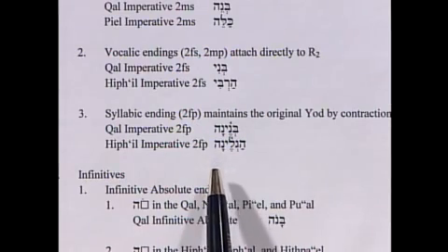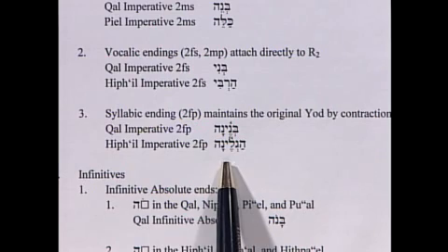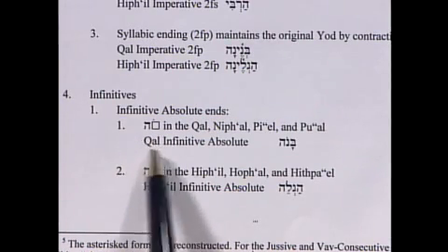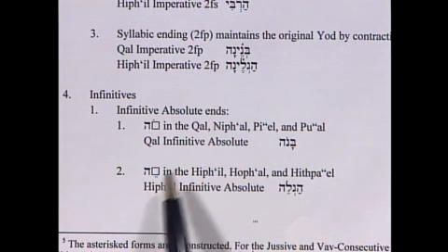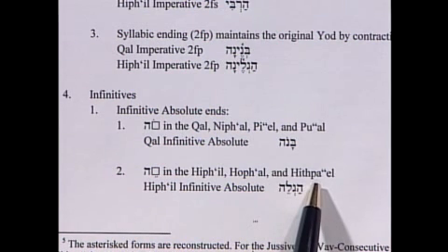It's not the normal hireq yod of the thematic vowel that you normally associate with the hifil. And then you have the syllabic ending again. And this is your second and third feminine plural. Again, you get this segol yod by contraction, as we discussed in the imperfect. For your infinitives, you have the infinitive absolute, and you can have one of two endings for the infinitive absolute. Normally, you get this holem with a hey. And this is for the qal, the nifal, the piel, and the pual. Again, sometimes you can also get the tsere hey, and that would be for the hifil, hofal, hithpael.